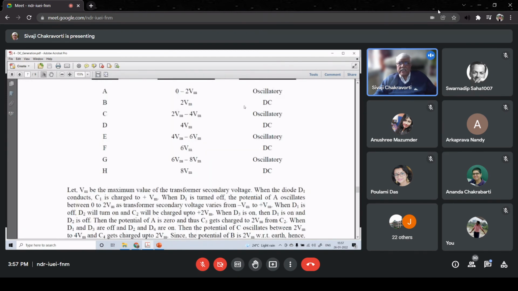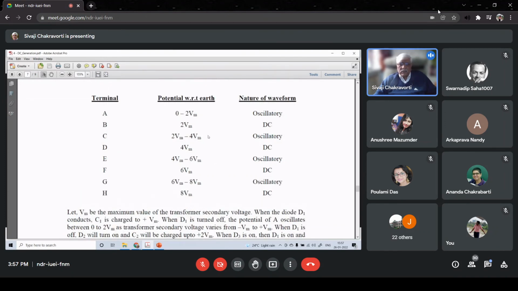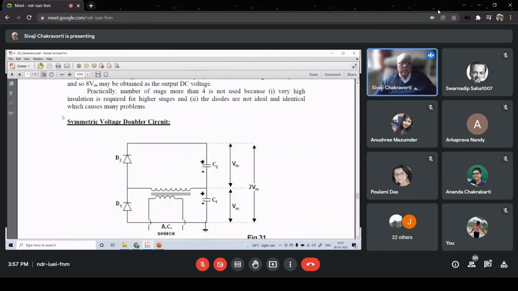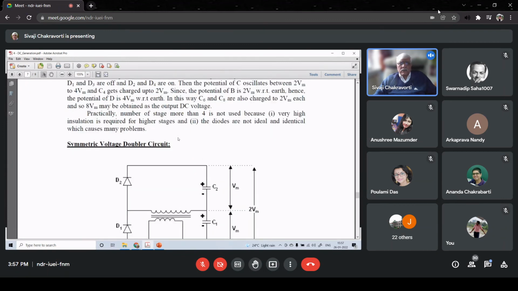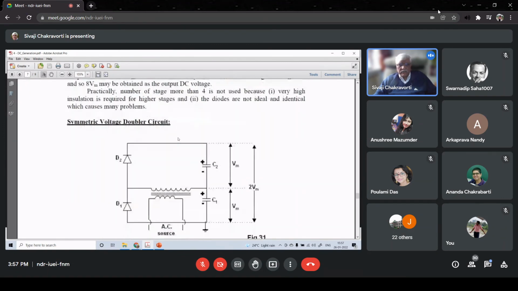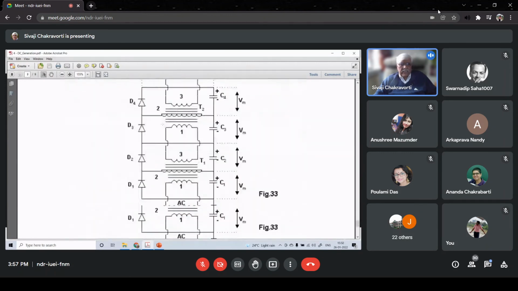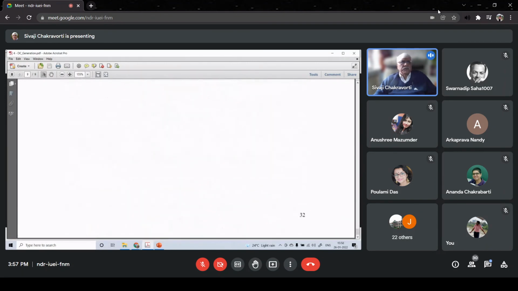So that's the entire thing explained here, and I'm pretty sure that the way it has been written here, as a student of third year electrical engineering, you will be able to grasp that. So that's the end of it. After that I have the symmetrical double circuit that I have already explained to you.